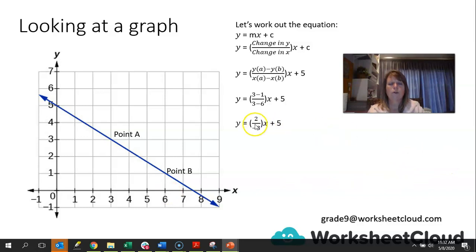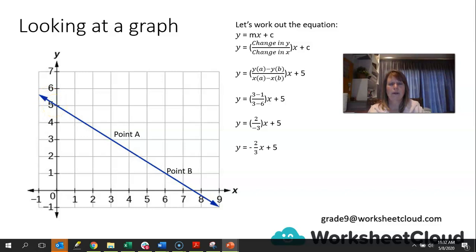Okay, so we're going to put 3 minus 1 is 2, 3 minus 6 is minus 3. Okay, so our formula is y is equal to minus 2 over 3x plus 5. Is this correct? This is a negative, so it should have a negative gradient. It has got a negative gradient, starting at the right at the bottom, going up towards the left. Which means that we are right. Our formula is right because we can see that the graph intercepts the y-axis at 5.